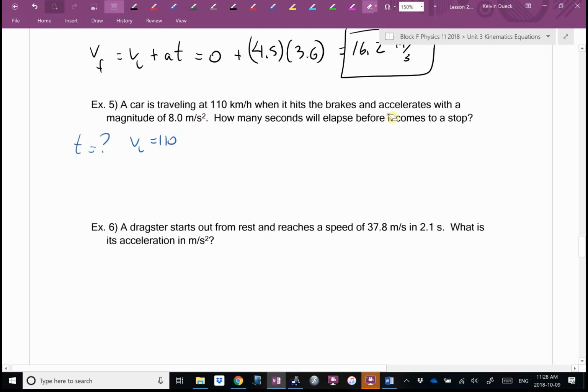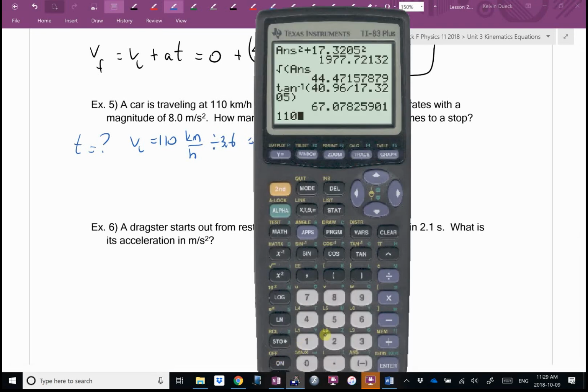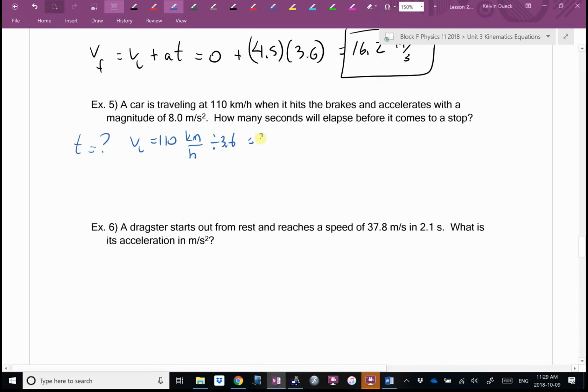Now, if there was time in seconds, I could use that weird acceleration unit, but here I'm seeing an acceleration in meters per second squared. I'm going to have to convert this. So I'm going to write kilometers per hour. How do I go from kilometers per hour to meters per second? It's something to do with a 3.6. Is it divided by 3.6? How do you know? Is it on your sheet? Everybody knows where that is? So I'm going to go 110 divided by 3.6, and I get 30.5 repeating. So I'll go 30.56.